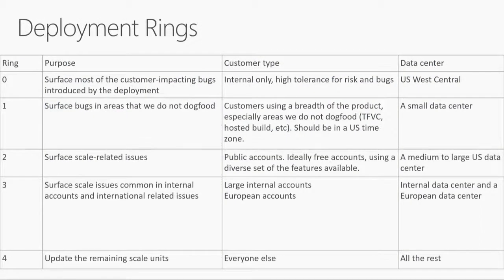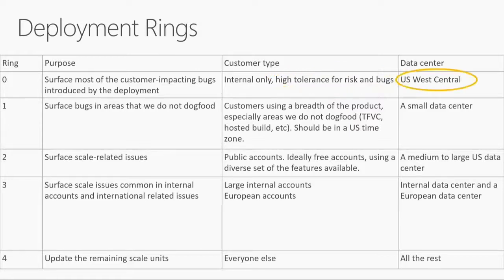So we segmented our services into deployment rings. And this is the definition we have for our biggest service, TFS, but all of our services define a set of deployment rings. Ring zero is customers with a high tolerance for risks and bugs. That's where MSEng is. That's where we live. Our MSEng account is on our scale unit zero. When we deploy binaries on Monday morning, they go to scale unit zero.